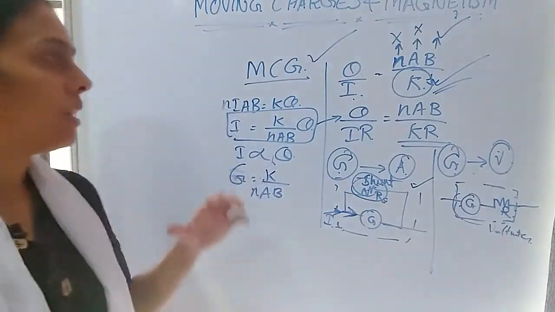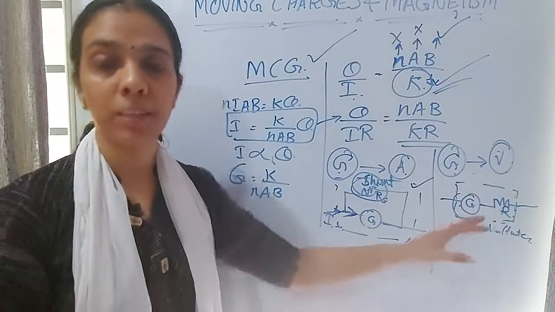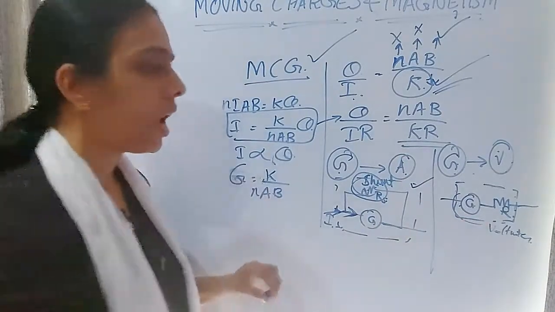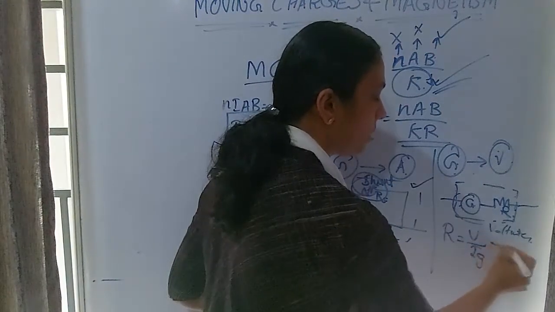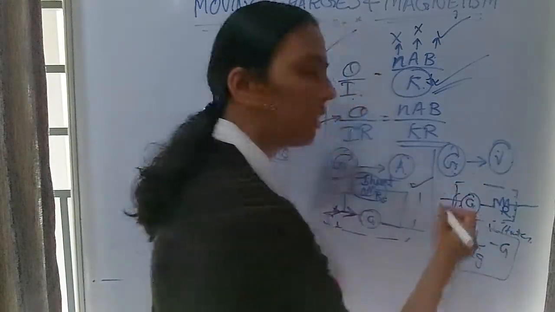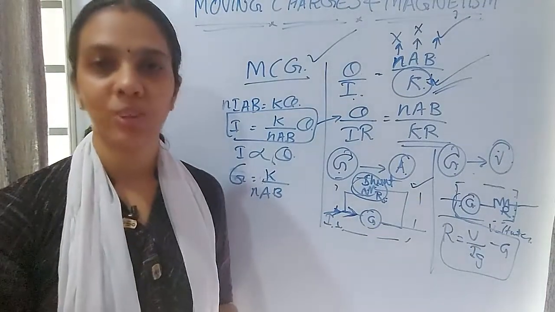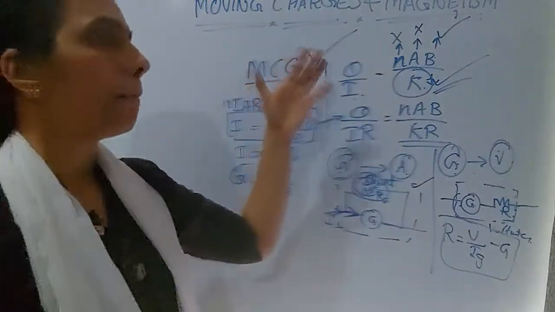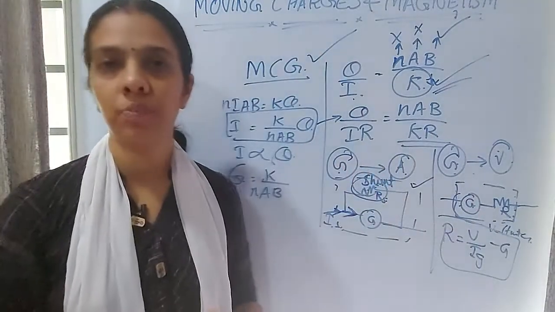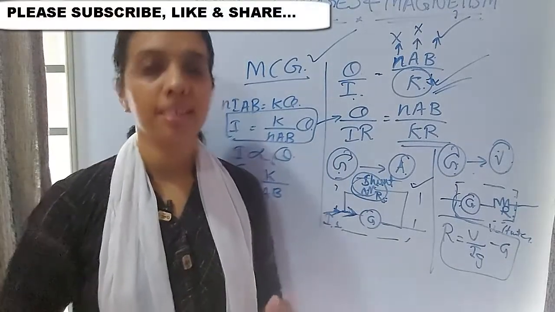Okay, clear children? This is how. Now you should write down the respective equations also: R is equal to V by Ig minus G. All this you will be learning in the theory part, while doing the derivation. Okay, clear children? So these are the main theory portions relating to this chapter. I think this is clear for you.